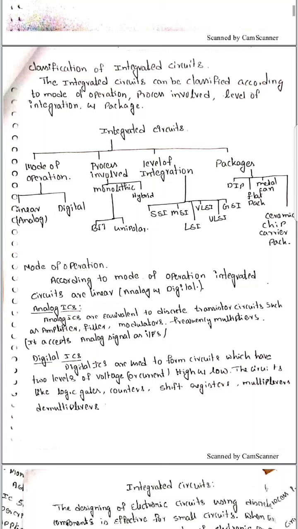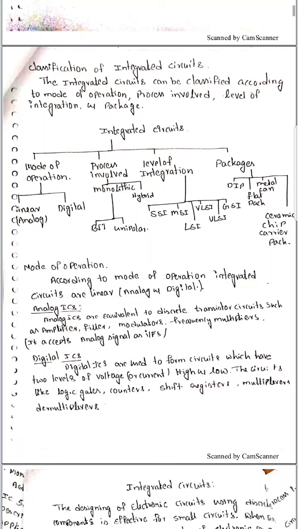Today I am going to discuss classification of integrated circuits. This is unit 1. Integrated circuits can be classified according to mode of operation, process involved, level of integration and packages. This is going to be shown in tabular form. There is the integrated circuit mode of operation.